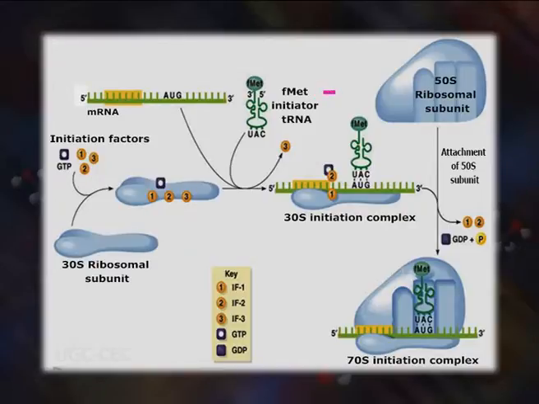IF2 binds the initiator F-met tRNA and carries it to the ribosome together with guanosine triphosphate, abbreviated as GTP, in response to the first AUG codon. IF1 participates in the interaction between IF2 and the initiator tRNA. During protein synthesis, once the large ribosomal subunit binds to the small subunit, the initiation factors are released and can be reutilized.